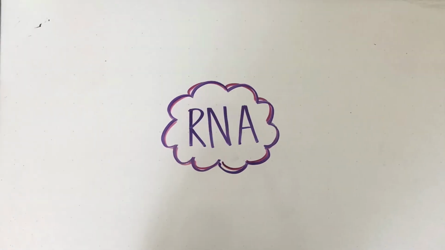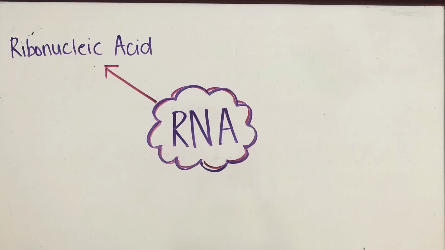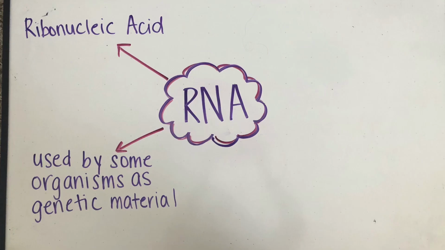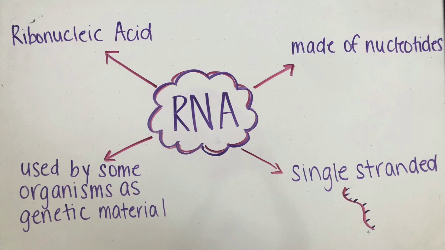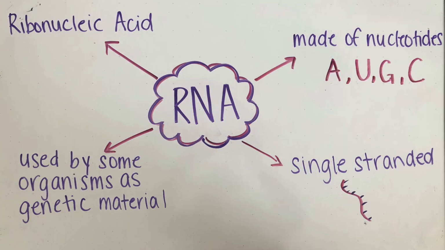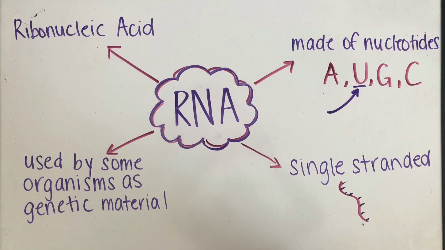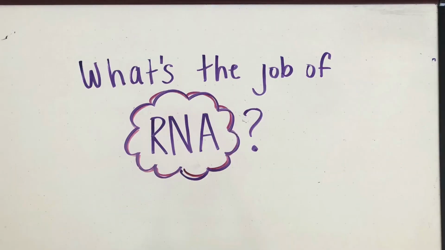The first thing we're going to talk about today is RNA. I know that sounds really similar to DNA, but it's not the same. Okay? RNA stands for ribonucleic acid. RNA is used by some organisms as genetic material. Additionally, RNA is single-stranded, unlike DNA, which was double-stranded. RNA, just like DNA, is made of nucleotides. However, it's made of AUGC, not ATGC.